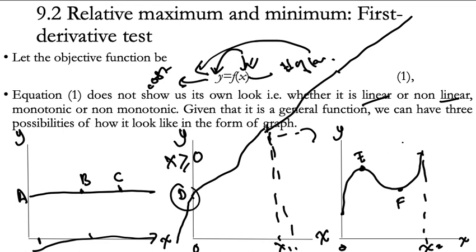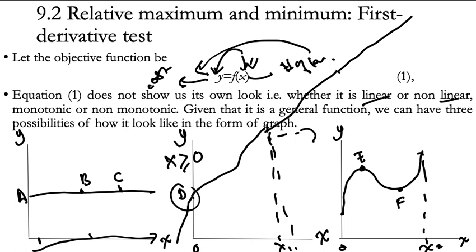So here if we constrain the domain, then we can find maximum point at E, we can find minimum point at F. So in this case, both E and F are immediate extremum in the neighborhood given in the graph here. So this is what we call relative extrema. E and F are relative extrema. E is relative maximum, F is relative minimum.